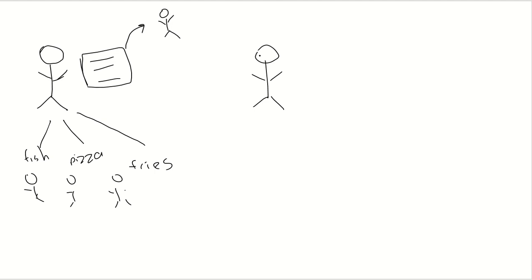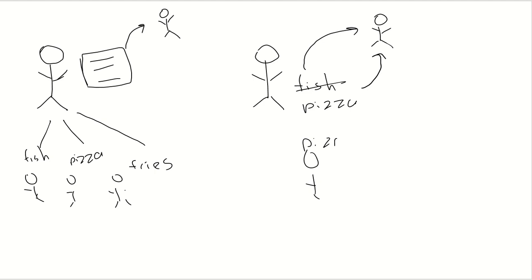But let's say there's another waiter. Instead of taking all of the requests and writing on a paper, it will take one request. Let's say it will take fish. It will pass it to the chef, and then it will take another request. Let's say it's pizza, and then pass it to the chef, and then it will take another request, which is fries, and then pass it to the chef.